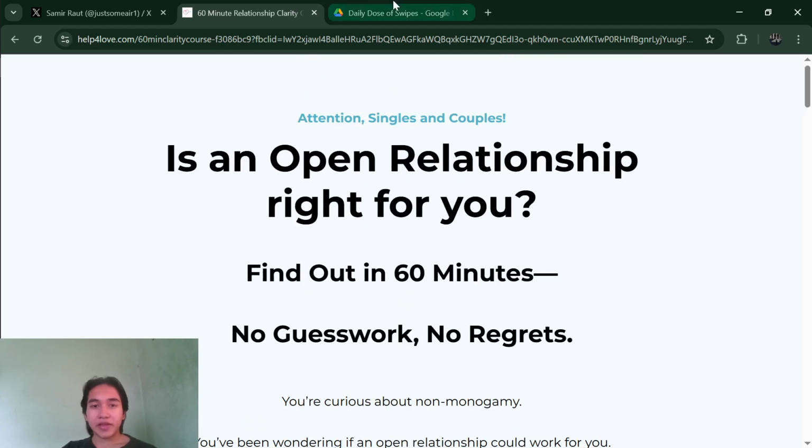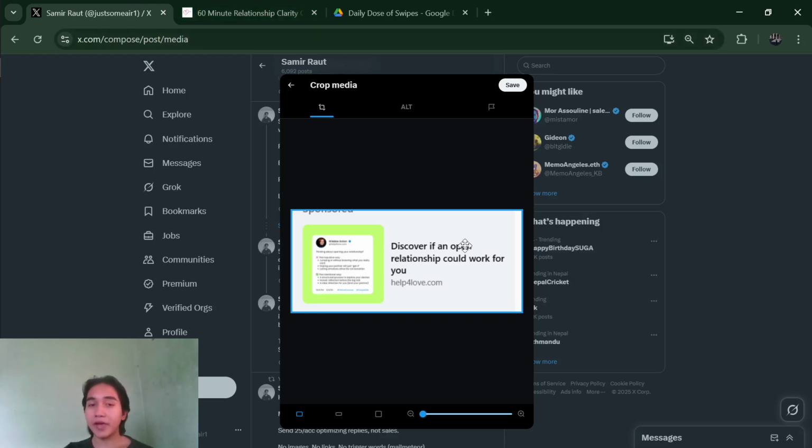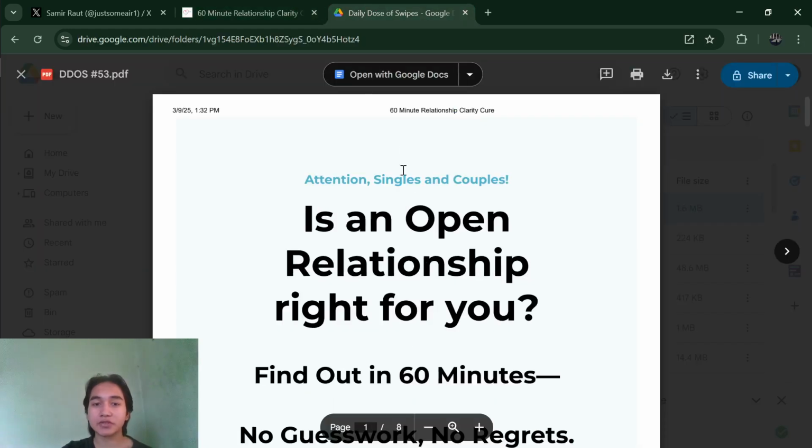Now let's get into the actual sales page where we are going to be directed, because the job of your ad is to get clicks, right? It's to start the slippery slope so that you can start falling into the trap, get into their funnel and start buying their stuff. Now let's get into the actual sales page.